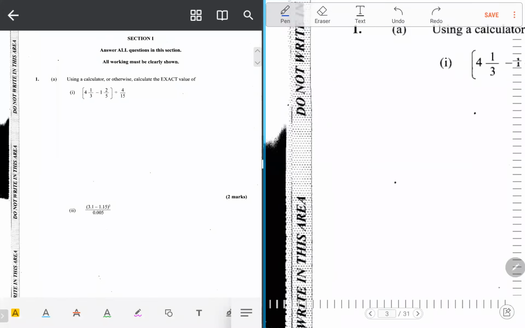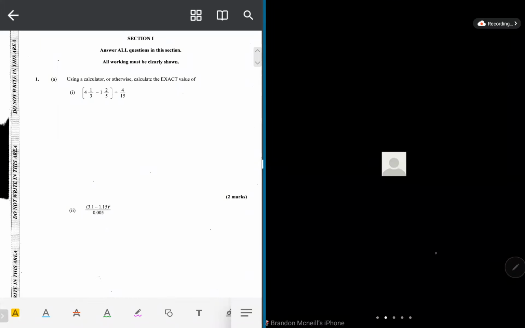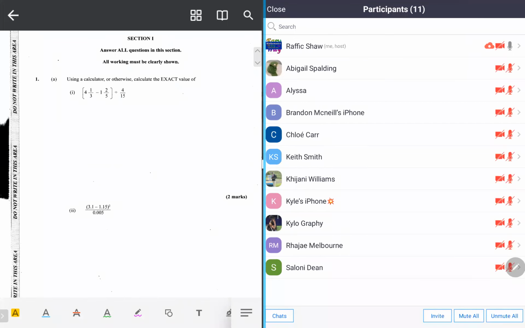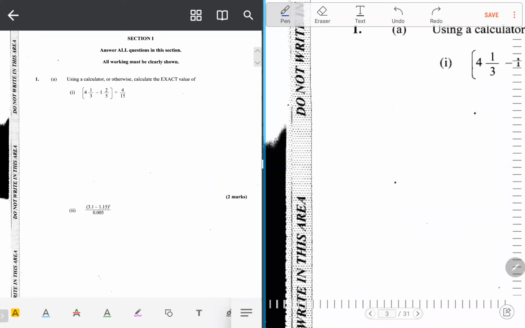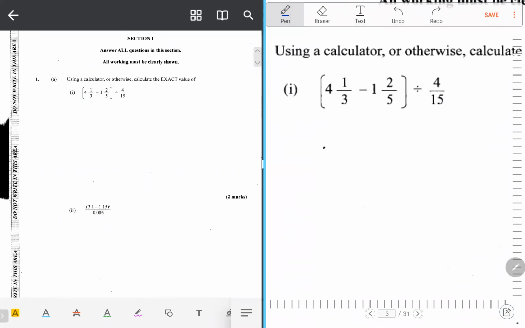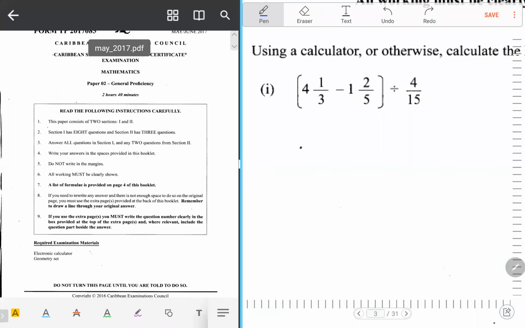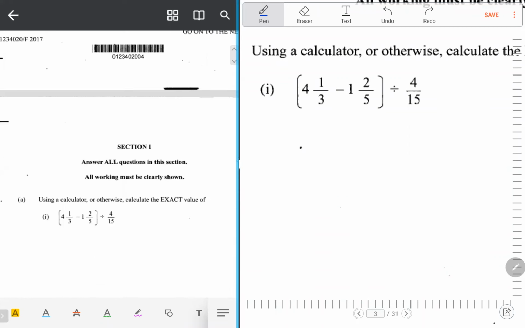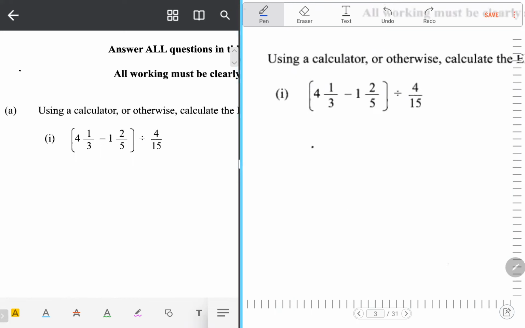All right, let's go. All right, so let everybody coming in now. So let's see. All right. So starting with this question right here. All right, you work it out on the right side here.